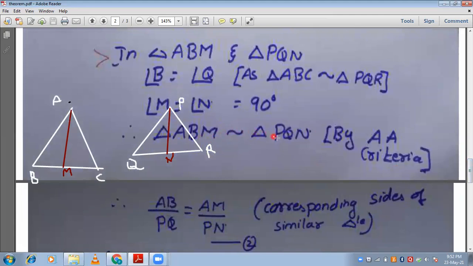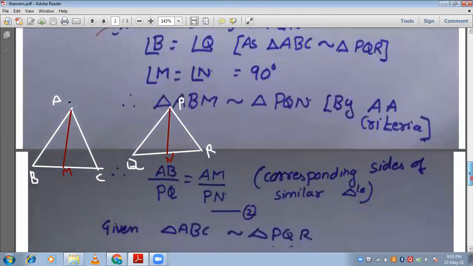If two triangles are similar, then corresponding sides are proportional. Now take the corresponding sides. AB corresponding to PQ. AB by PQ equals AM by PN. I call this equation 2.